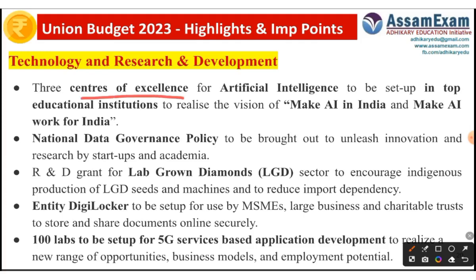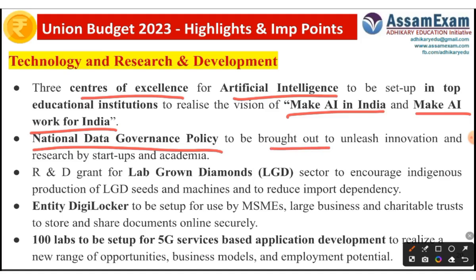3 Centers of Excellence for Artificial Intelligence to be set up in top educational institutes to realize the vision of Make AI in India and Make AI Work for India. Then the National Data Governance Policy is to be brought out to unleash innovation and research by startups and academia. An R&D grant for the lab-grown diamond sector to encourage indigenous production of lab-grown diamond seeds and machines, so that it will reduce the import dependency of diamonds.